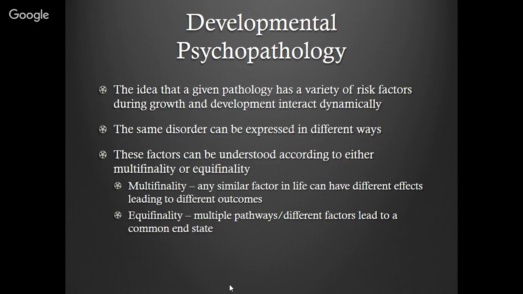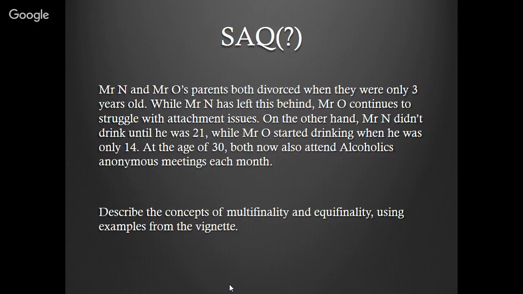So this is worth knowing, in terms of the ways that different factors in people's lives lead to different outcomes. You have multifinality, which is where a single initial factor can lead to multiple outcomes, as opposed to equifinality, which is where a whole bunch of different start points, or different problems people have, can end up causing the same issue. So, having just gone over that, Mr. N and Mr. O's parents both divorced when they were only 3 years old. Mr. N got over it, Mr. O continued to struggle with attachment issues. On the other hand, Mr. N didn't drink until he was 21, while Mr. O started drinking when he was only 14. At the age of 30, though, both of them now attend Alcoholics Anonymous meetings each month.